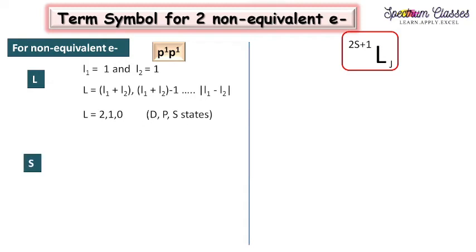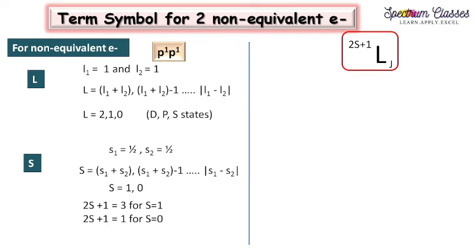Now calculating the total spin angular momentum. So as I told you earlier, S1 is equal to 1 by 2, S2 is equal to 1 by 2. So corresponding to this S1 and S2, we are having total spin angular momentum values S1 plus S2 to S1 minus S2. So we are having again 1 and 0 values. Corresponding to this total spin angular momentum, we are going to calculate the multiplicities. So for S is equal to 1, we are having triplet. And for S is equal to 0 we are having singlet.